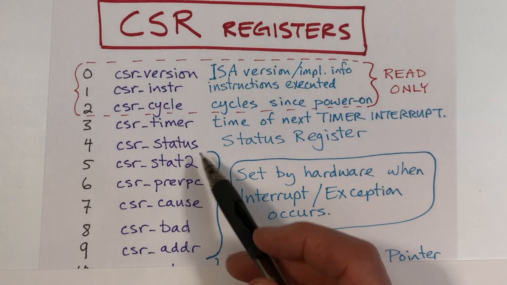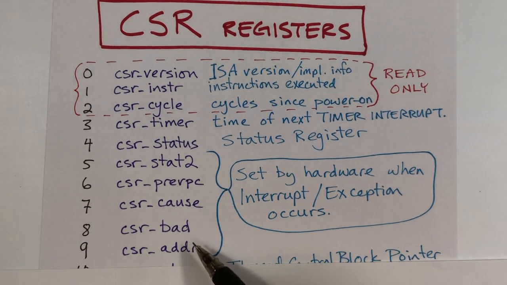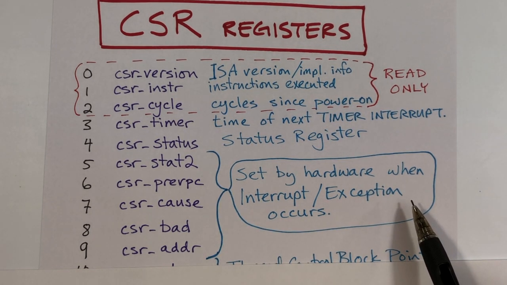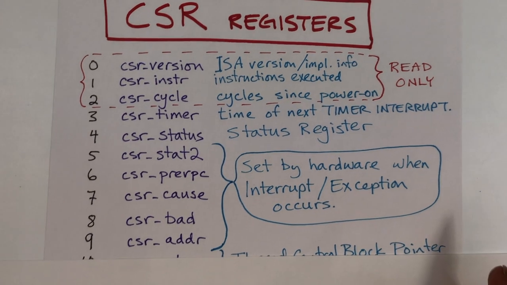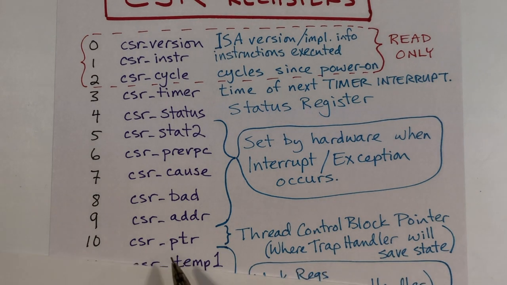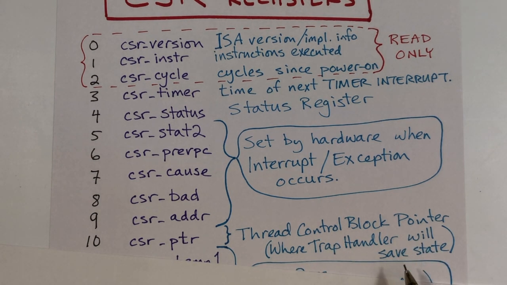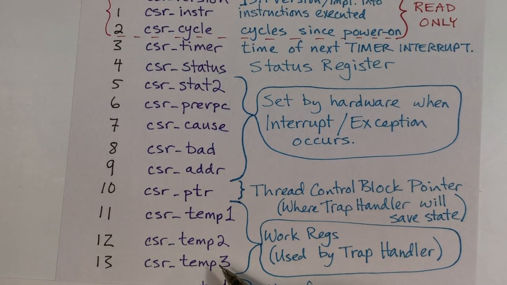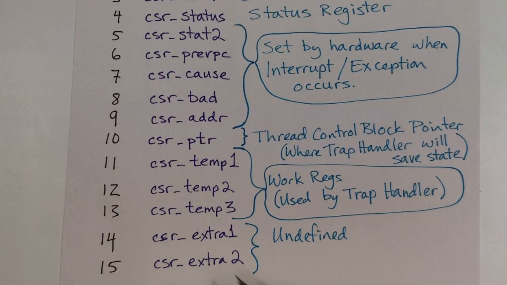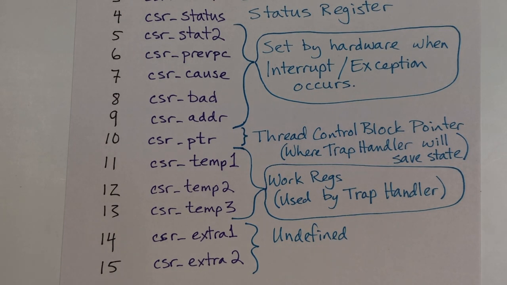Then we have a number of registers: status 2, prev PC, cause, bad, and address. These are set by the hardware whenever an interrupt or an exception occurs as part of the trap handling that's done by the hardware. Then we have CSR pointer, which is dedicated to storing a pointer to something we call a thread control block. When the trap handler executes, it needs some information about where to save the state, so it needs to know where it can store things before it can proceed to use the general purpose registers. Then we have 3 registers with the names temp1, temp2, and temp3. These are work registers that can be used by the trap handler. And finally, we have 2 additional control and status registers that are as yet undefined and which might be used in a future version of the Blitz architecture.